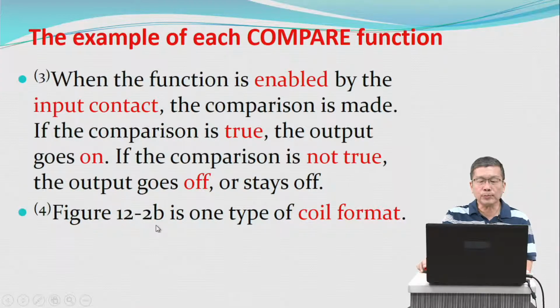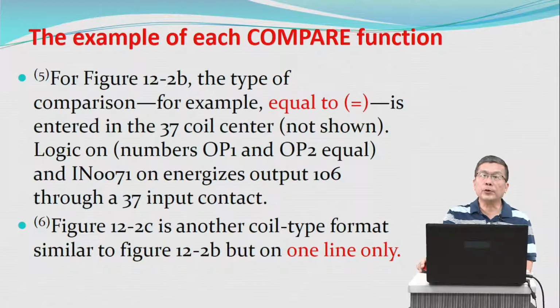Figure 12.2b is one type of the coil format. For figure 12.2b, the type of comparison, for example, equal to, is entered in the coil center, not shown. Logic on, number output 1 and output 2 equal, and on energized output 106 through 37 input contact.